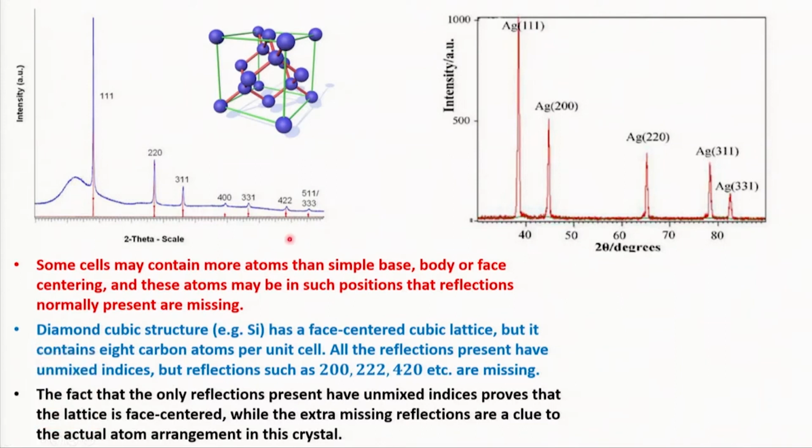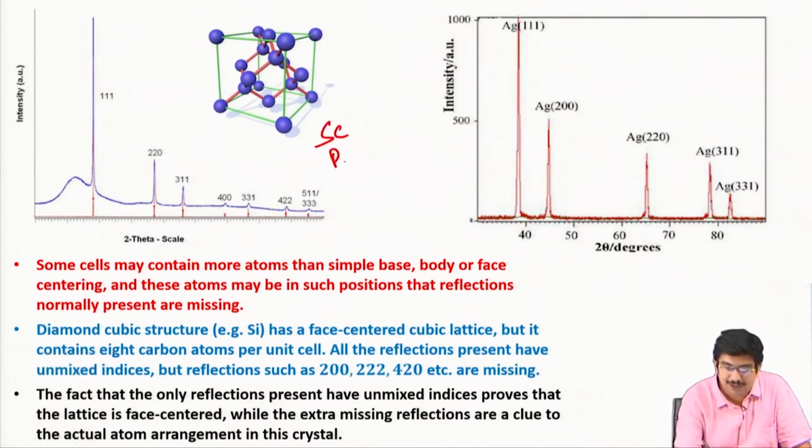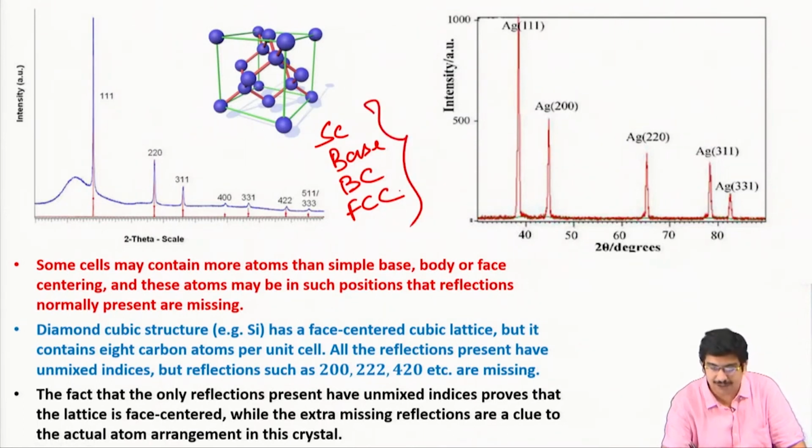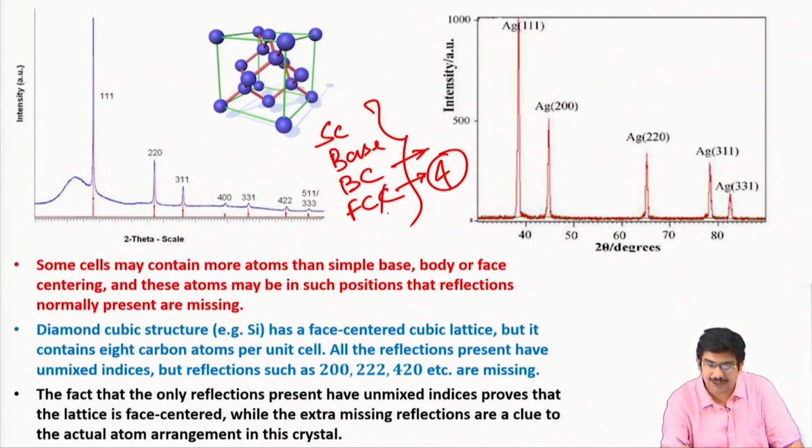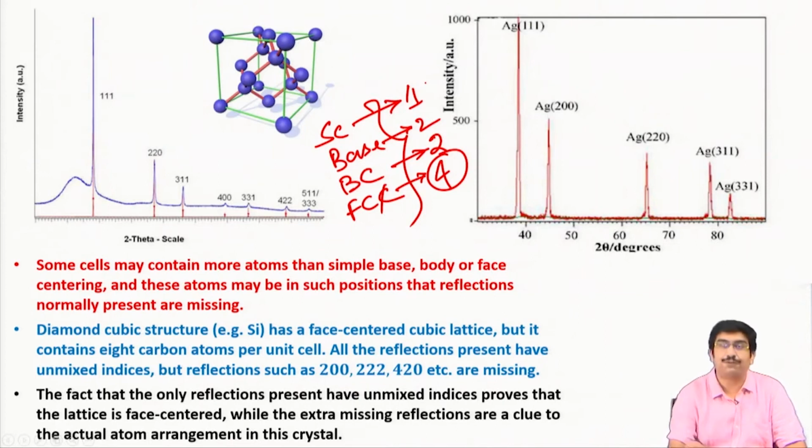Until now we have derived the conditions for 4 different structures: simple, base centered, body centered and face centered. Here the maximum number of atoms that we discussed is 4 in the case of FCC. For body centered we discussed 2, for base centering again only 2, and for simple only 1. So, what if the structure contains more atoms than this, more than 4?